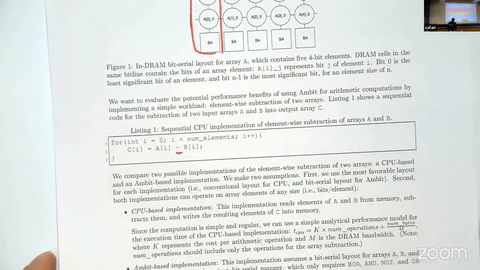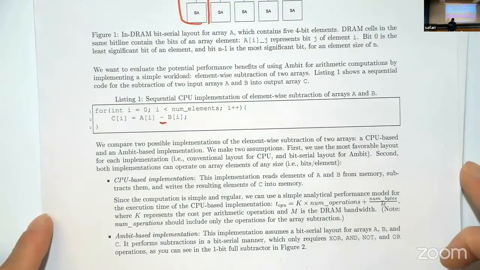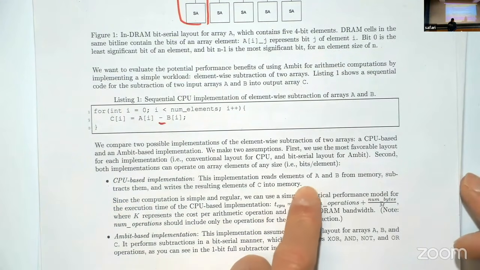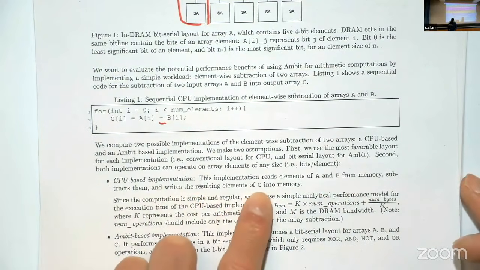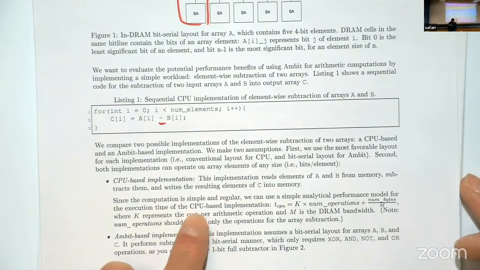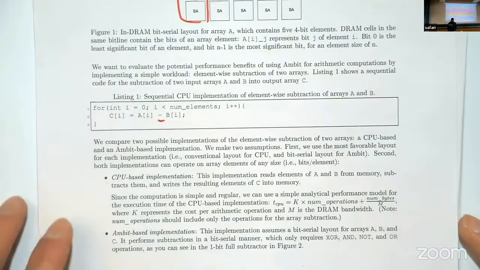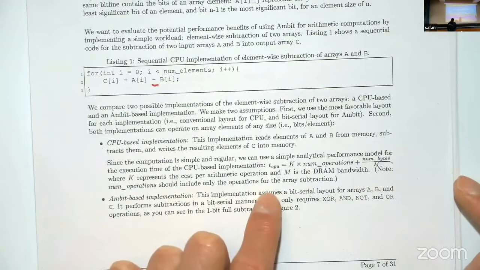And here is telling you about the system that you're going to use for this question. You're going to compare 2 systems, a CPU-based implementation that reads elements from arrays A and B from memory, subtracts them, and writes the result back onto array C. And it is also telling you that to figure out the performance of the CPU-based implementation, you use 2 microbenchmarks. Oh, that is later on actually.